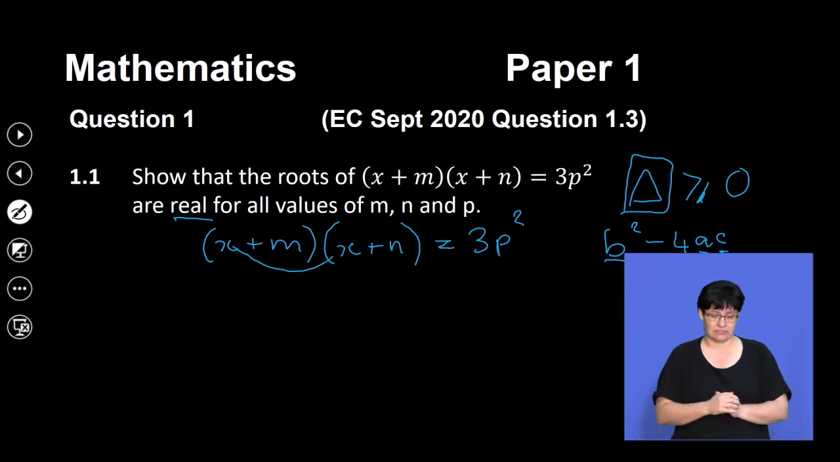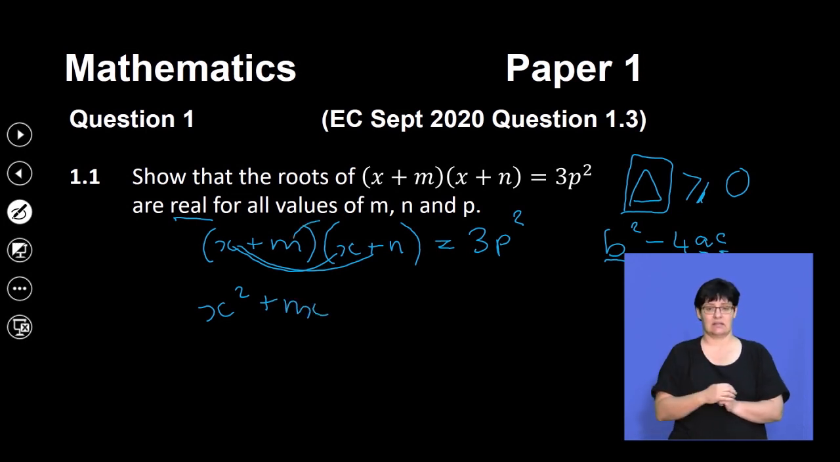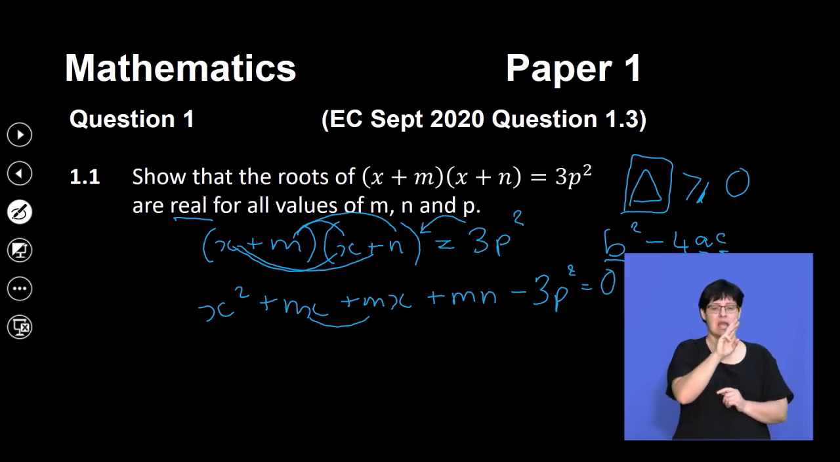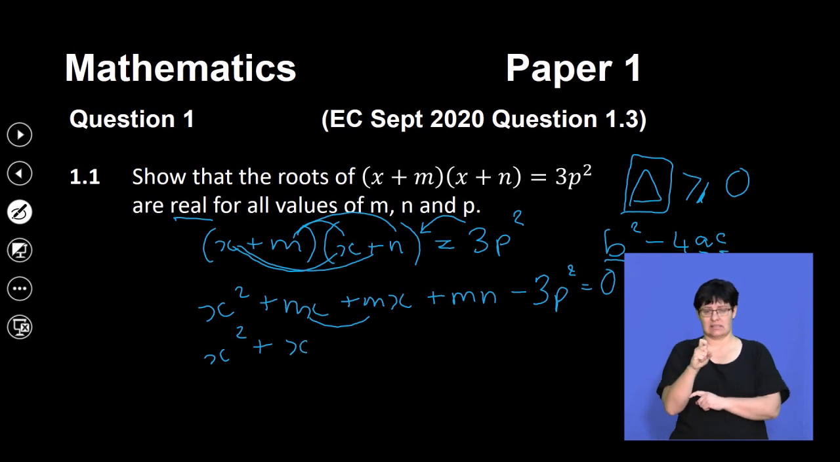Okay, so let's start multiplying this out. We're going to FOIL, so we've got x squared, we've got plus nx, then our inner terms, we've got plus mx, and the last terms, we've got plus mn. And as I said, we're going to have to bring that 3p squared over to the other side, so it's going to become minus 3p squared, and that is all equal to 0. We've got two x terms here. We've got nx and mx. So let's factorize the x out so that we can get the coefficient of x. So we're going to factorize the x out, and that leaves us with n plus m.